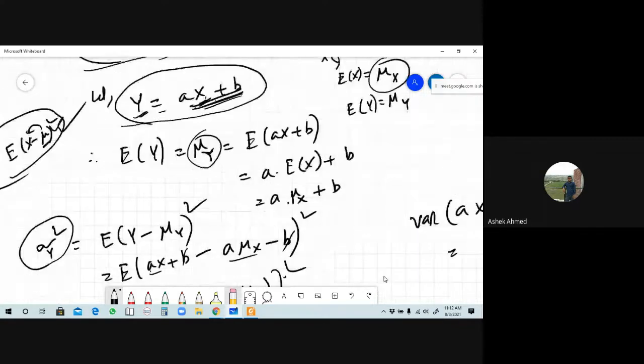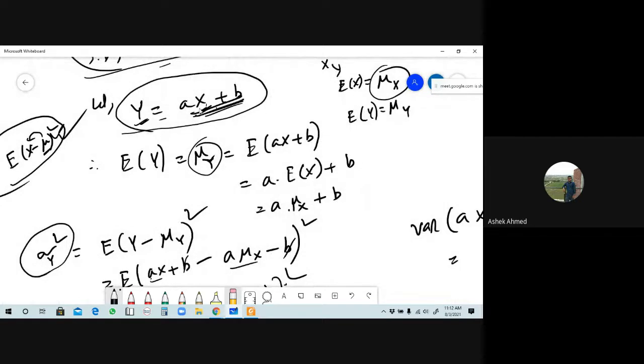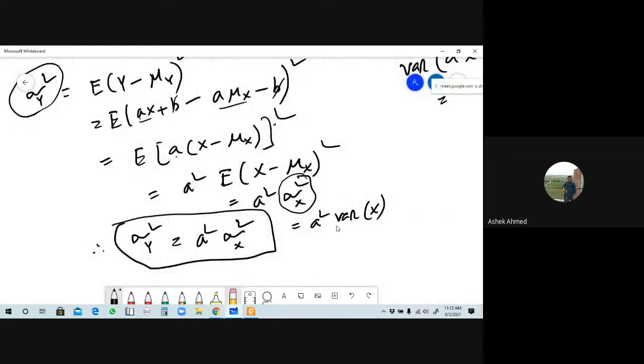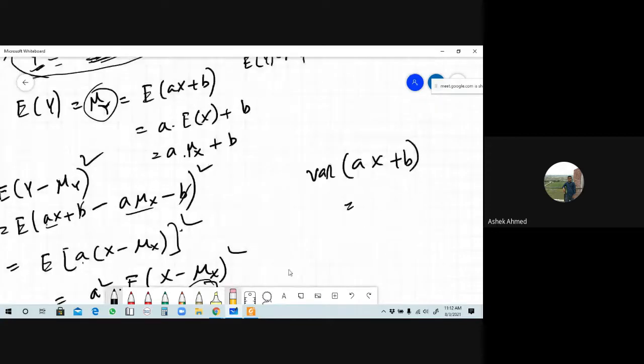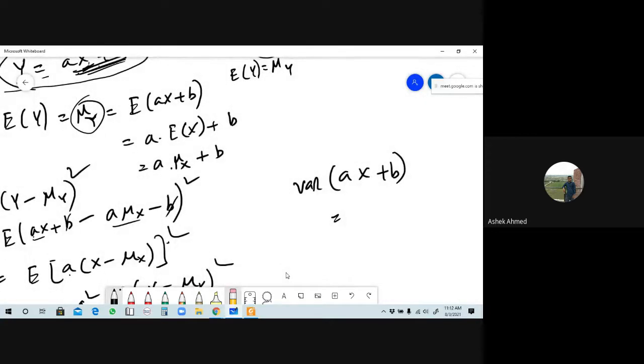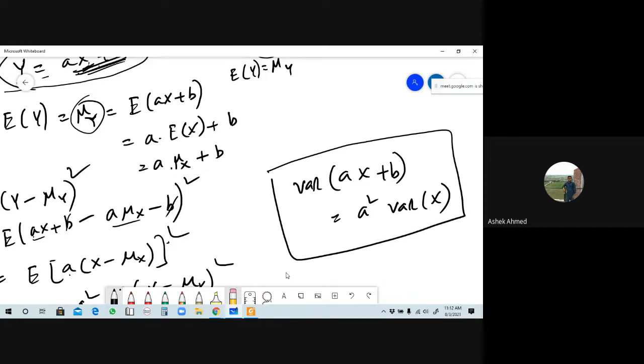So in the y variable, how many constants here? a and b. But in the result, how many constants? Only one constant, but this is in square form. So from here we can say that the variance of ax plus b will be a square into variance of x. Understand? This is our result here. The variance of ax plus b equals a square into variance of x.